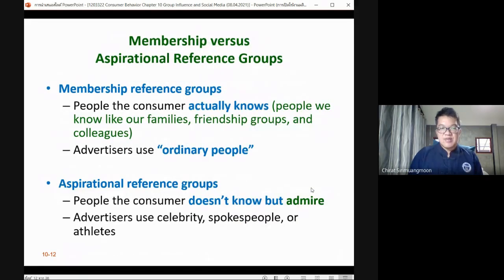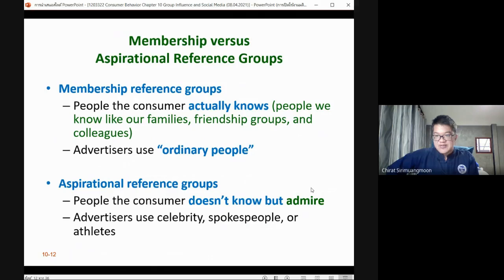Then membership reference group and aspirational reference group. I would say this is very different. The membership reference group is the group of people whom you actually know, like people in our family, friendship group, or even colleagues. So this is the membership group. How about the aspirational group? The aspirational group is different. You don't know them, but you admire or respect them. But these two types of reference group can be used in different dimensions.